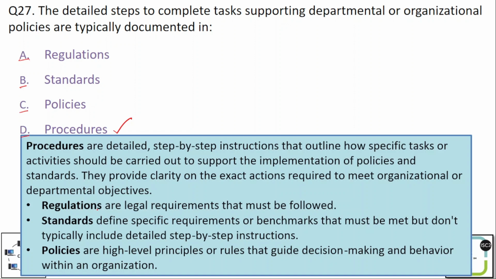The other options, such as regulations, are legal requirements that must be followed. Standards define specific requirements or benchmarks that must be met but don't typically include detailed step-by-step instructions. And policies are high-level principles or rules that guide decision-making and behavior within an organization.